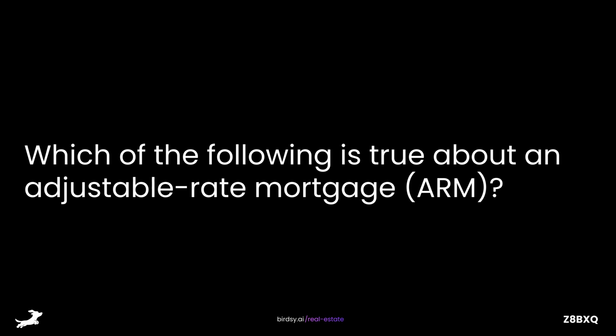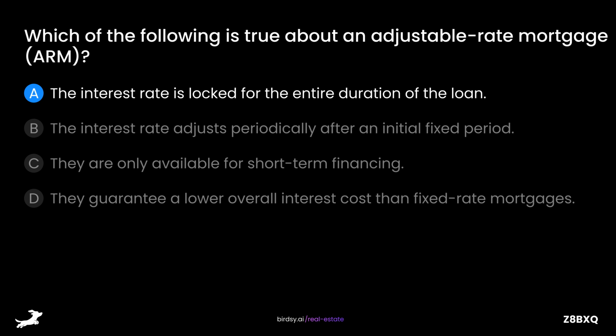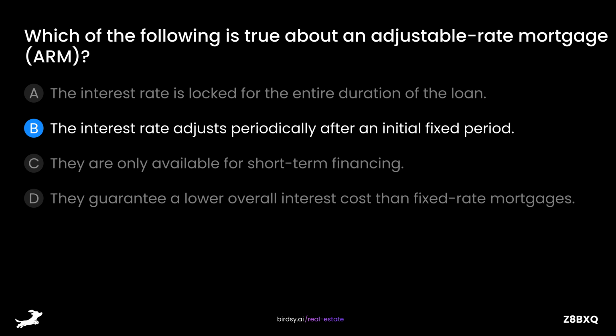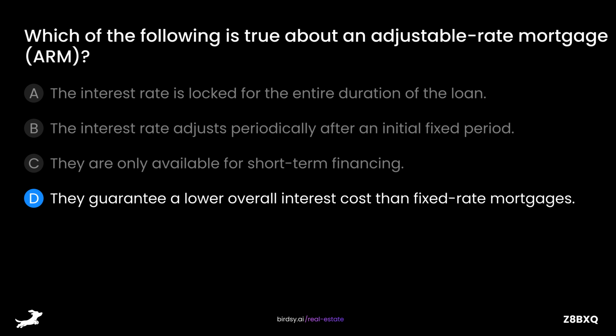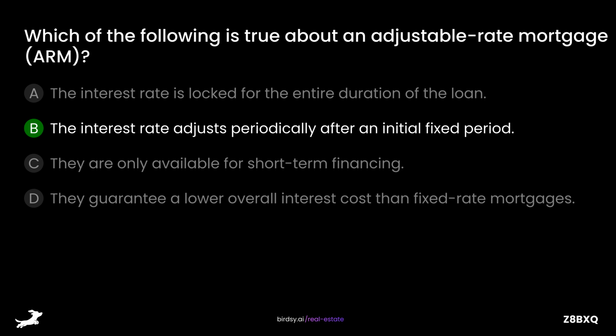Which of the following is true about an adjustable-rate mortgage? Is it A, the interest rate is locked for the entire duration of the loan? B, the interest rate adjusts periodically after an initial fixed period? C, they are only available for short-term financing? Or D, they guarantee a lower overall interest cost than fixed-rate mortgages? The answer is B, the interest rate adjusts periodically after an initial fixed period.